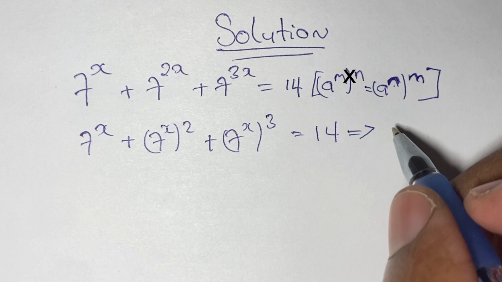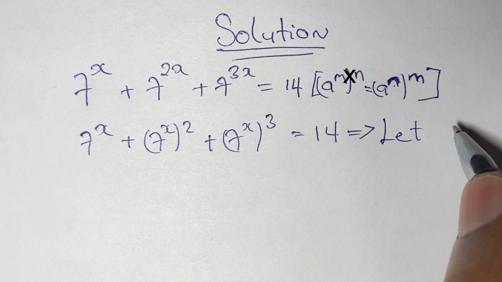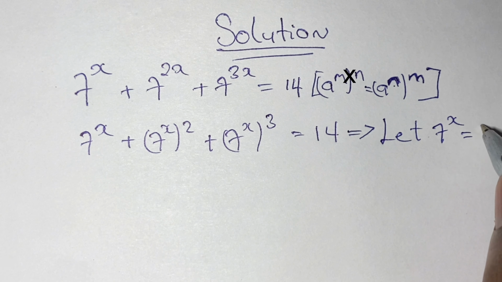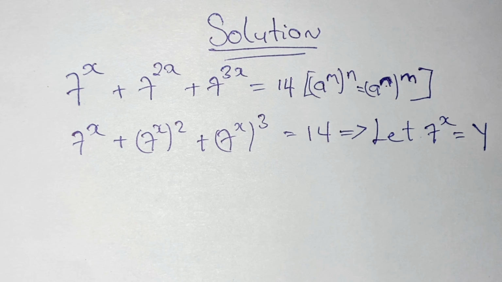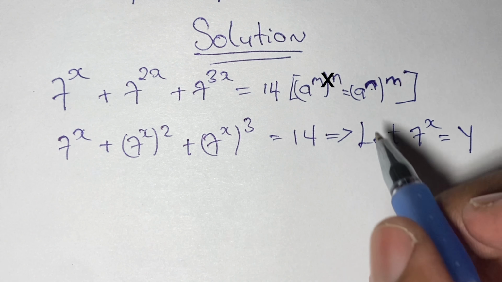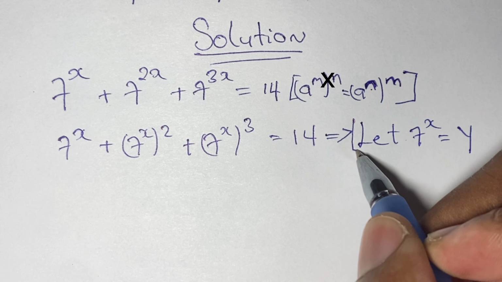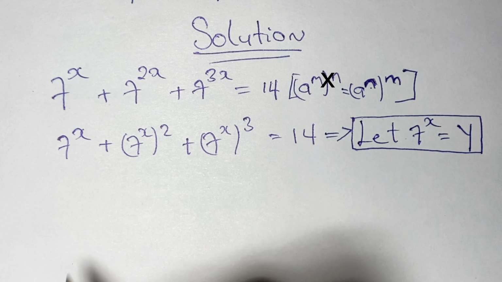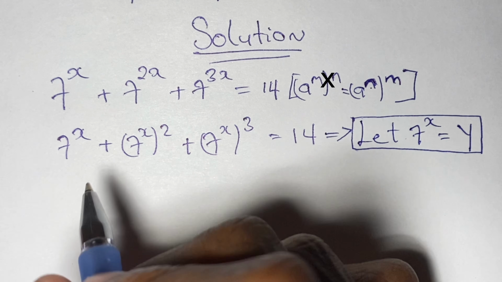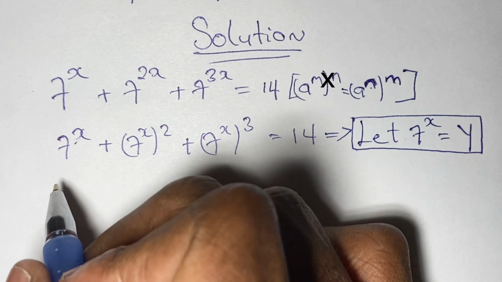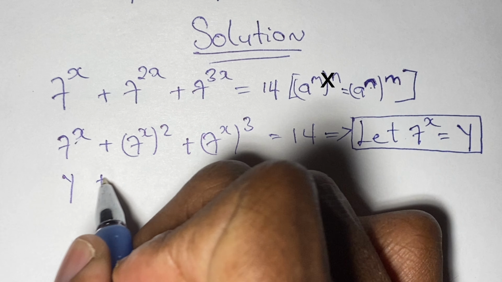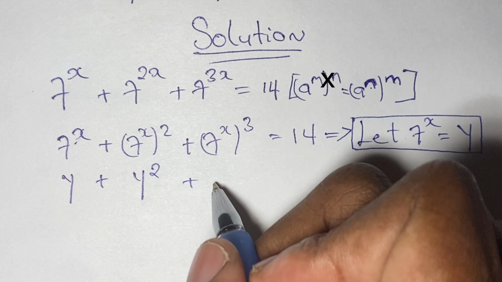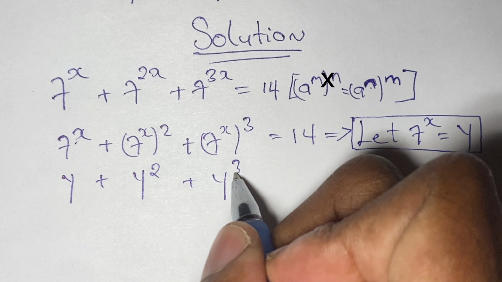Now from here we say let the value of 7 to the power of x become y. So we'll substitute the value of 7 to the power of x for the variable y. So here where we see 7 to the power of x, we'll represent that by y. So we say y plus y squared plus y cubed is equal to 14.